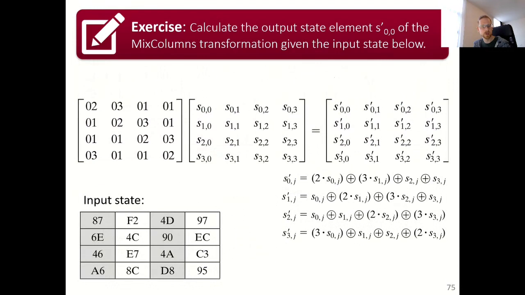To make sure everyone understands correctly how this multiplication of two matrices in the Galois field of 2 to the 8 works, I have an exercise for you. The exercise is to calculate the output state of the first element of the first row and first column, so only this element, not the other ones, of the mixed columns transformation given this input state. So this S matrix corresponds to this input state. I'll leave it up to you to do this exercise on your own.